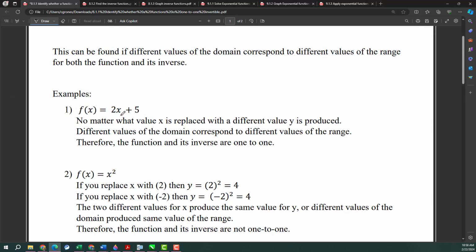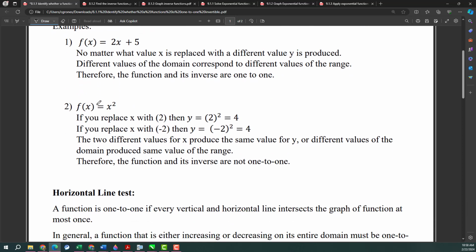Examples. It says example 1, f of x equals 2x plus 5, and it says no matter what value x is replaced with, a different y value is produced. Different values of the domain correspond to different values of the range. Therefore, the function and its inverse are one-to-one.